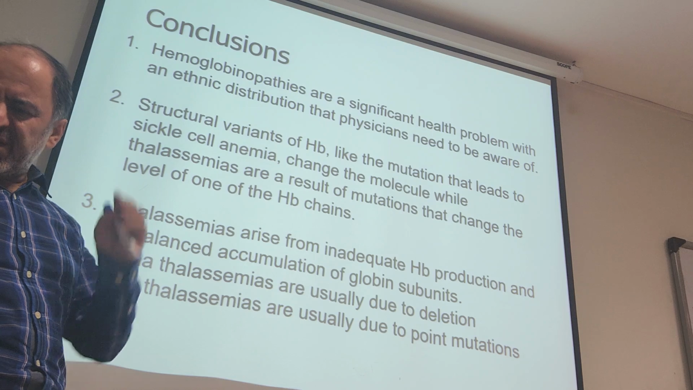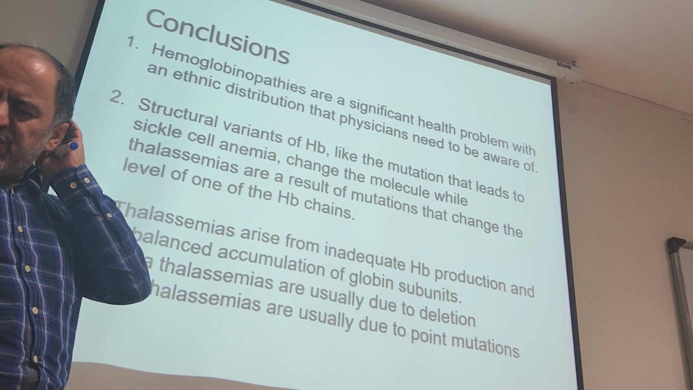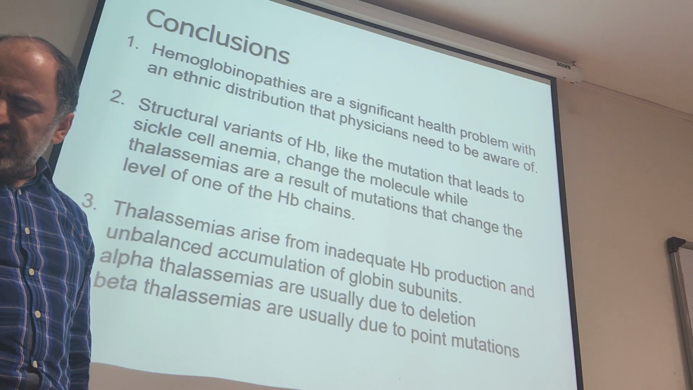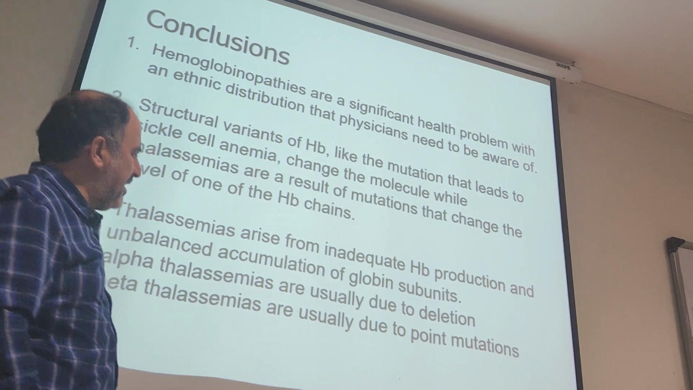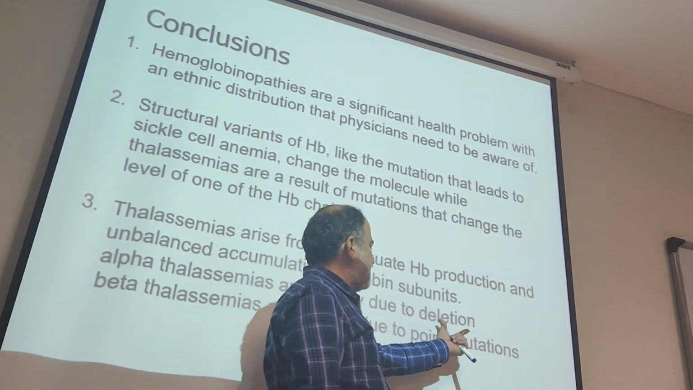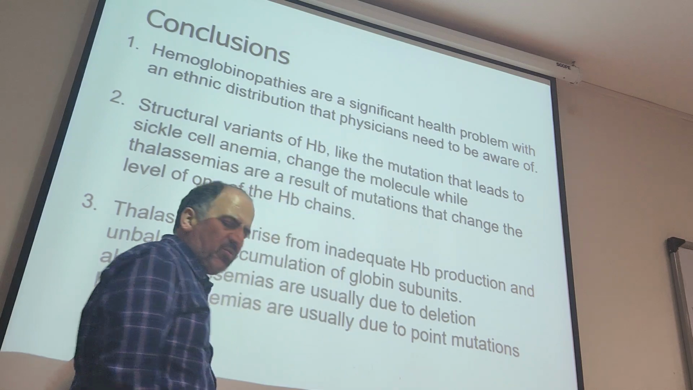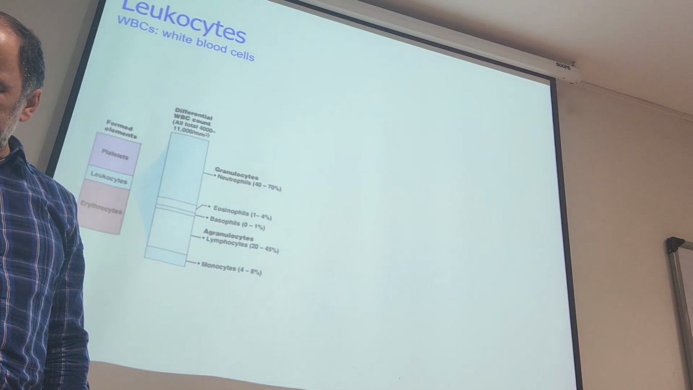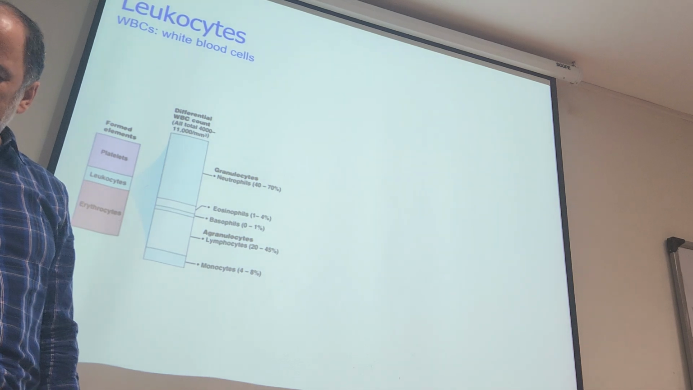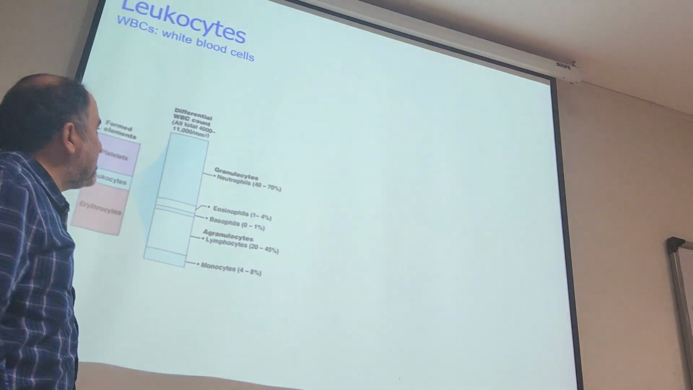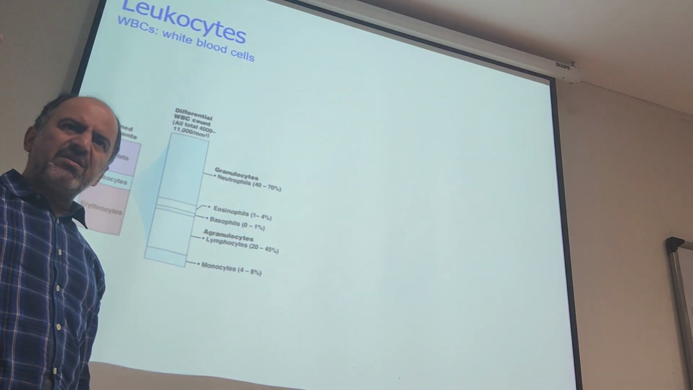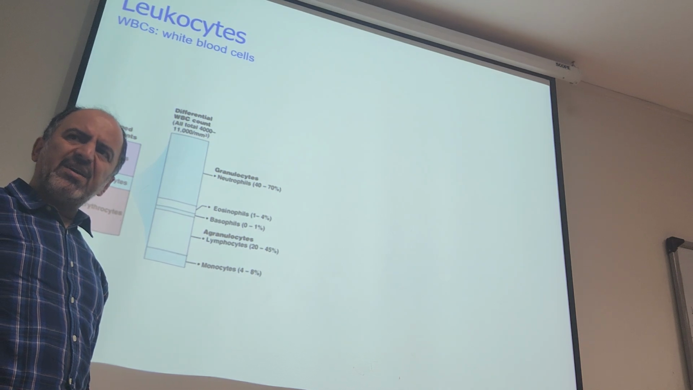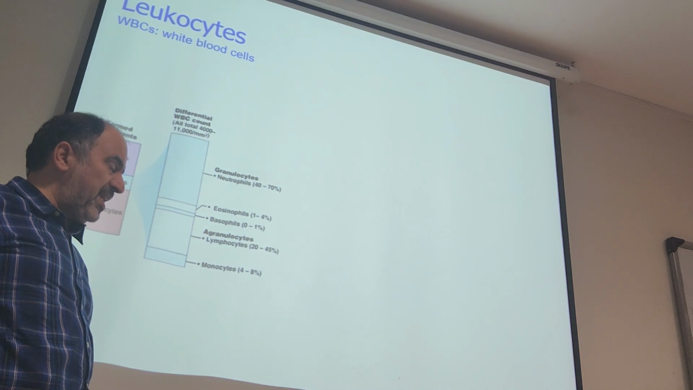Okay, nearly finalized. Conclusion: we do have hemoglobinopathy, we have coagulopathy, and we told you different issues. Deletion is much more common in alpha thalassemia, point mutation is much more common in beta thalassemia. Please read the slides and also the book. The last one is leukocyte. I told you regarding RBC, I told you about factor 8 and factor 9 and also platelets.